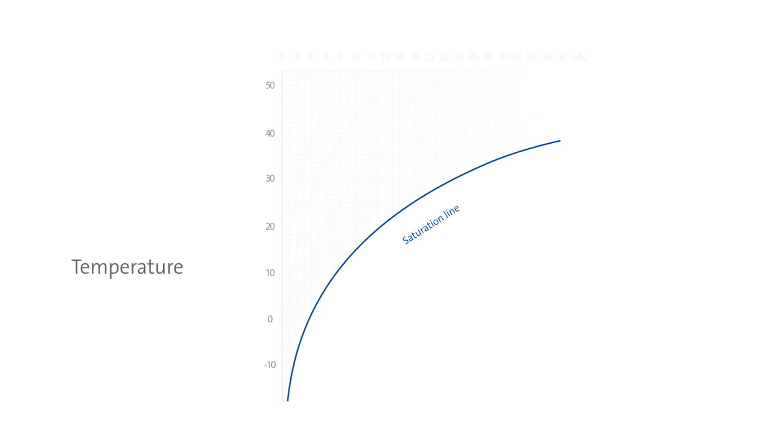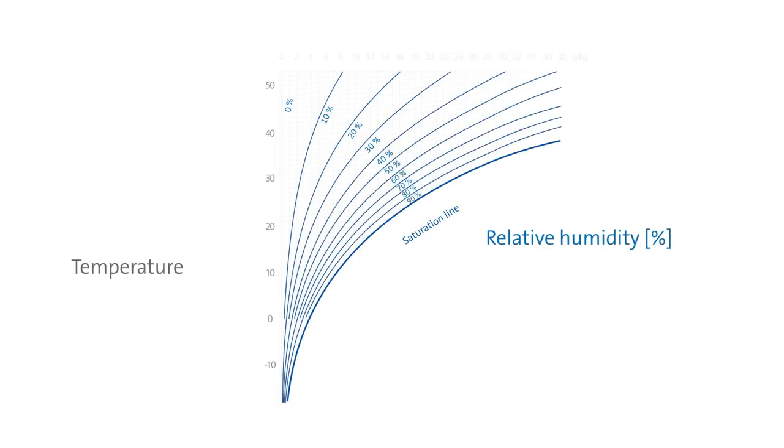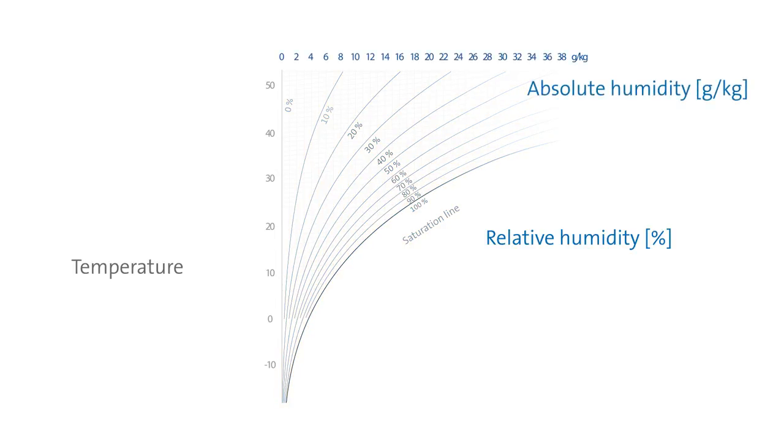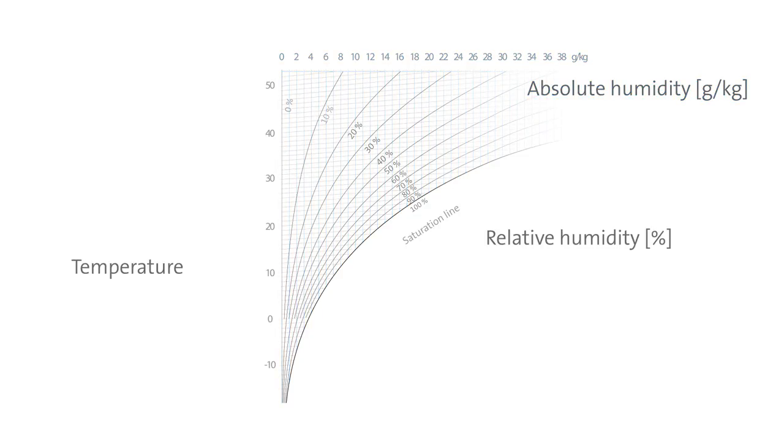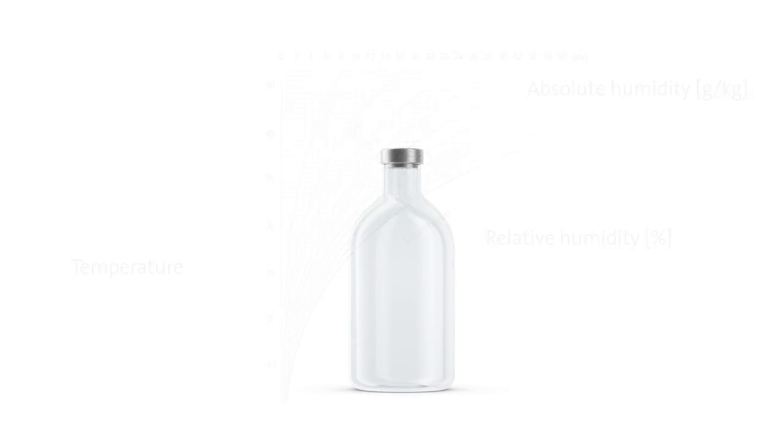The amount of water which air can absorb is therefore scaled from 0 to 100% and is known as relative humidity. Relative humidity is therefore a percentile proportion describing the degree to which air is saturated and how close the air condition is to the saturation line. By contrast, absolute humidity describes the precise amount of water contained in air, in grams of water per kilogram of air. So now, what can we say about an air condition with an established temperature, absolute humidity and relative humidity?